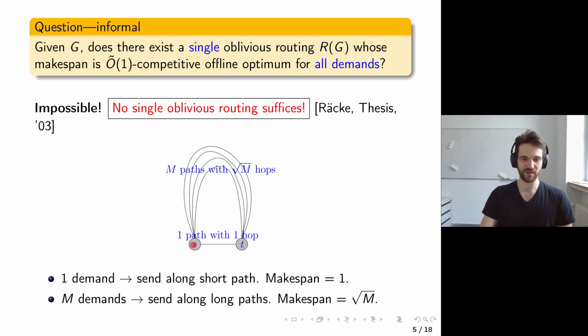So you can see that this is not oblivious. If there is one driver, you need to send it along the short path, and if there are many drivers, you need to send them along the long paths. But the routing has no idea what the other drivers are, or how many there are, or anything like that. So you cannot be perfectly oblivious. So the answer is no, if you interpret it this way.